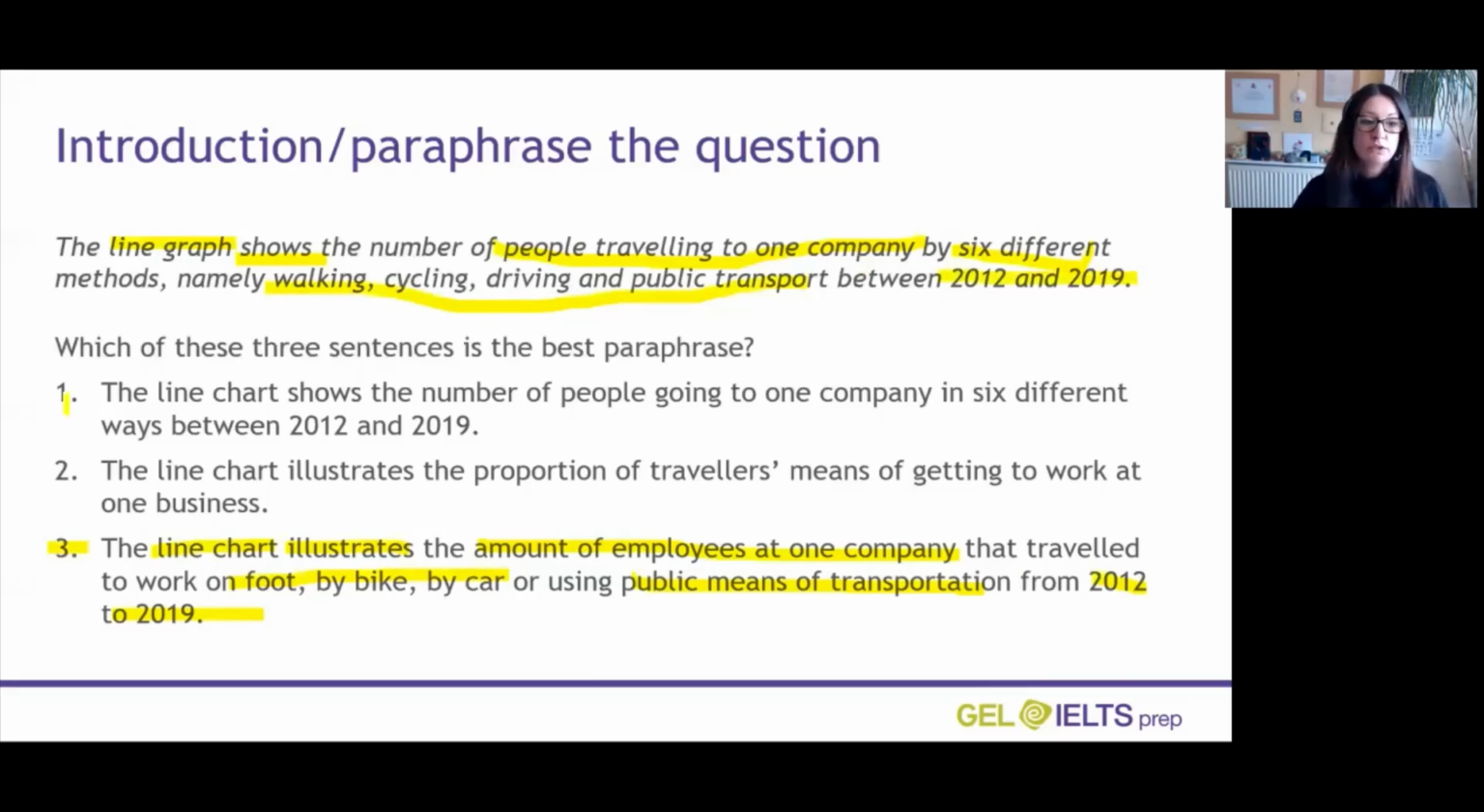Number 1 that we saw before is not really a very good paraphrase. It talks about the number of people going to one company. It doesn't paraphrase the verb. It doesn't tell us anything about those means of transportation. It doesn't tell us anything about the type, so it doesn't fully paraphrase the question. The second is similar. It doesn't tell us the years. In example number 2, we don't see anywhere that it's 2012 to 2019, and it doesn't tell us either about the 6 different ways that those employees travel.